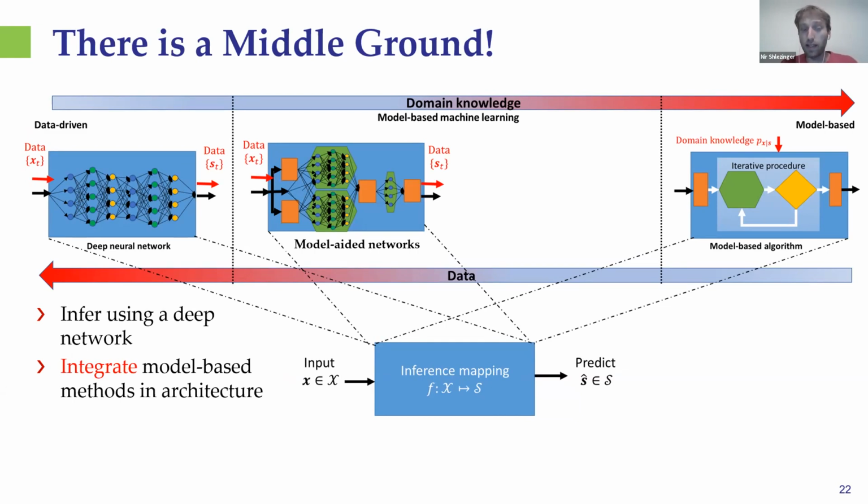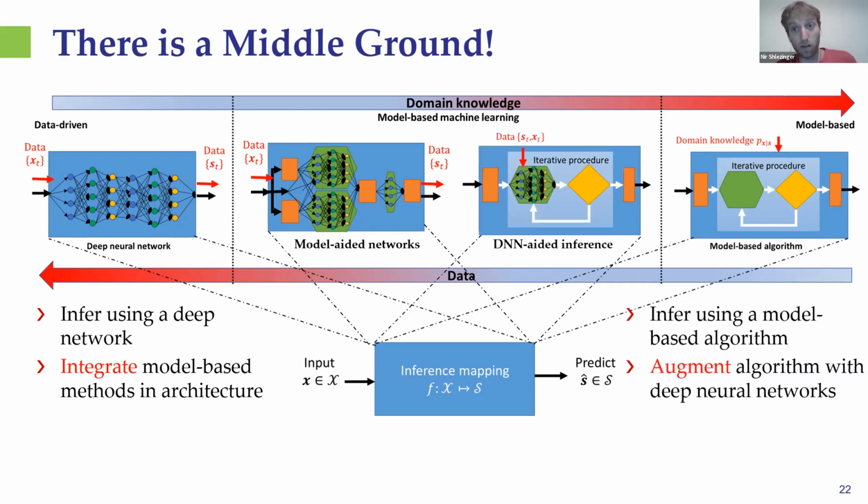One is what we call model-aided networks, which integrate model-based methods into deep architecture. So essentially, you infer using some kind of a neural network, but your neural network is not an off-the-shelf one, but one which is suitable for the problem at hand based on your partial domain knowledge. The other family of methods is what we call DNN-aided inference, in which you apply your conventional, your classic algorithm, but you augment it, you empower it, you replace specific components in it with trainable models. And I will discuss that furthermore in the remainder of this talk. The main rationale here is essentially to benefit from the best of both worlds.